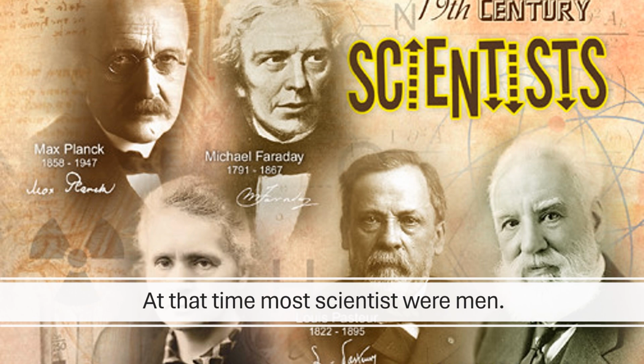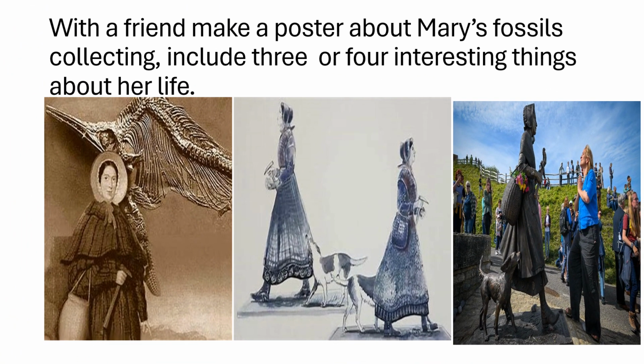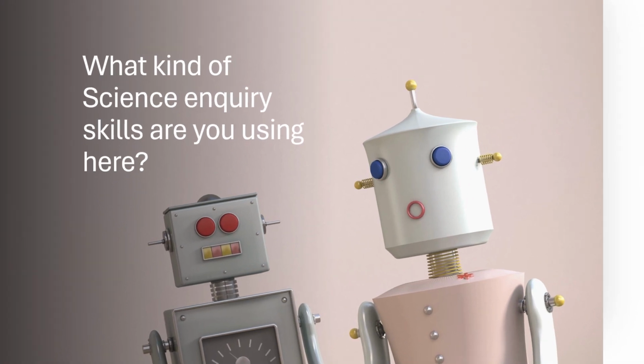At that time, most scientists were men. Have a look in the books and on the internet for information about Mary Anning, her father, and her dog Trey. With a friend, make a poster about Mary's fossil collecting. Include 3 or 4 interesting things about her life. What kind of science enquiry skills are you using here?